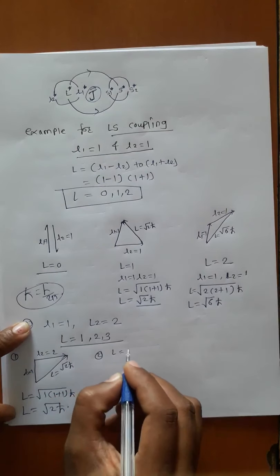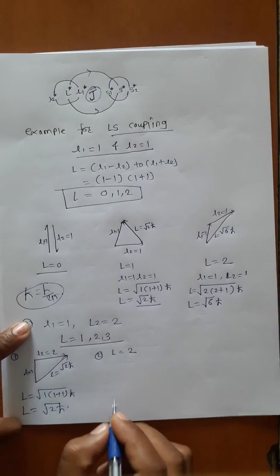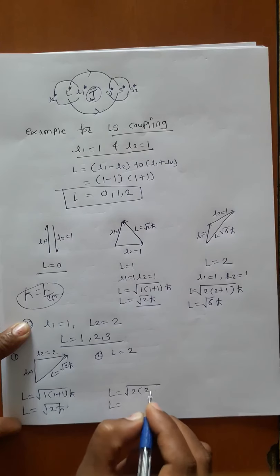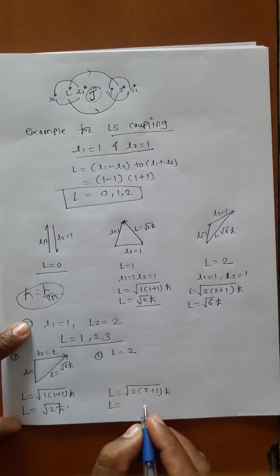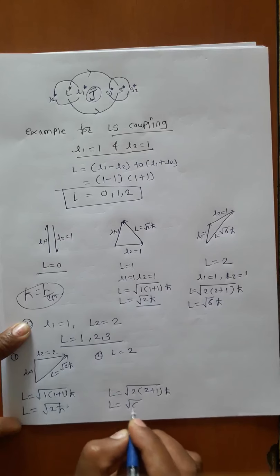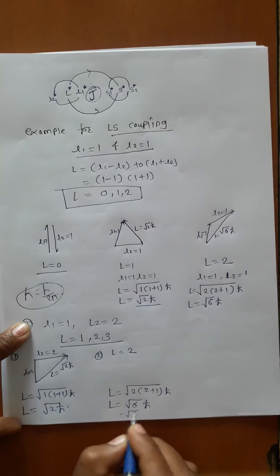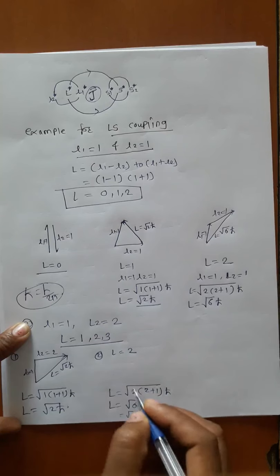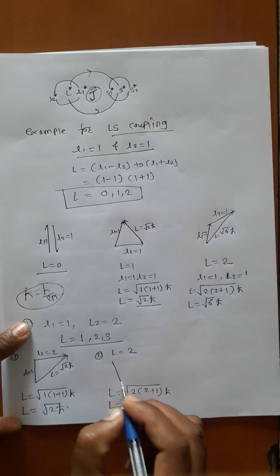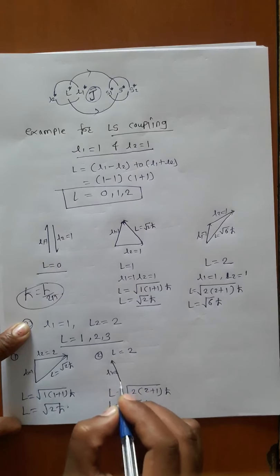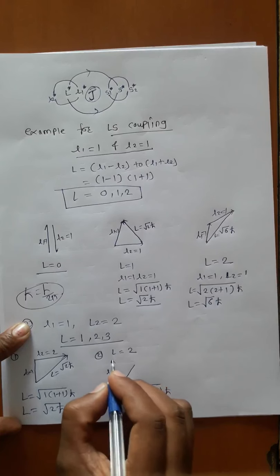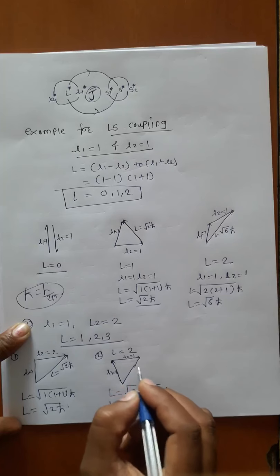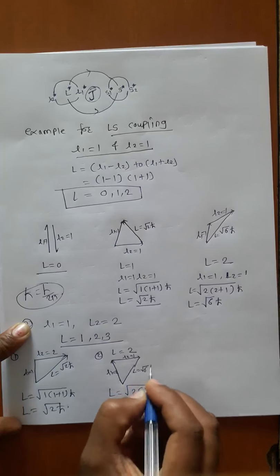Similarly for L is equal to 2, the value of L is equal to square root of 2 into 2 plus 1 into h cross, that is 2 plus 1, 3, root 6 h cross, or root 6 into h upon 2 pi. Now this will be, L1 is equal to 2, L2 is equal to 1, and this L is equal to root 6 h cross.